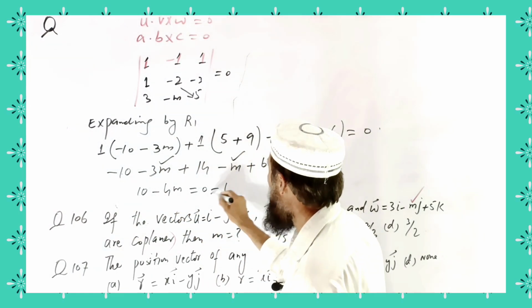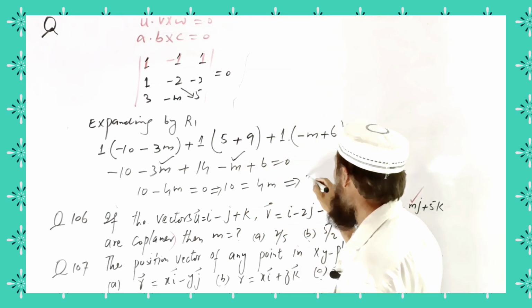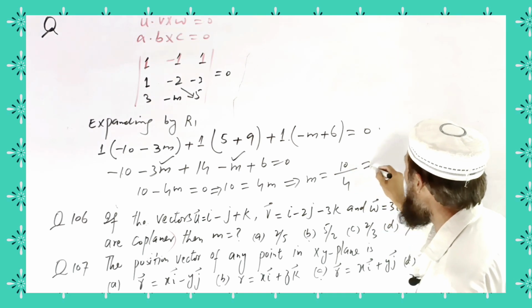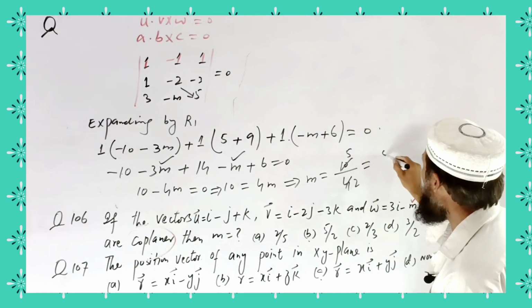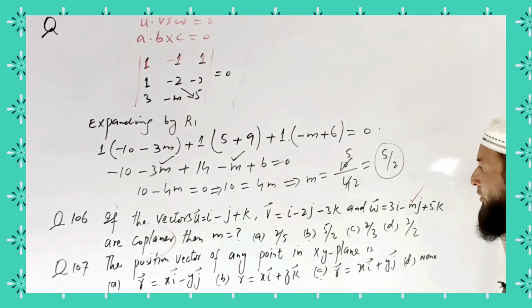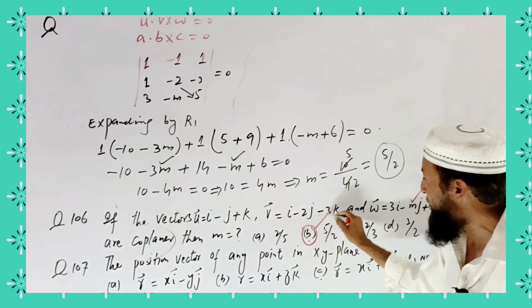So if we change this result, 10 is equal to 4m. So m is equal to 10 divided by 4. If we cancel 2 multiplied by 5 and 2 multiplied by 2, we get 5 by 2 as the value of the unknown. Check the answer here. B is the correct option.